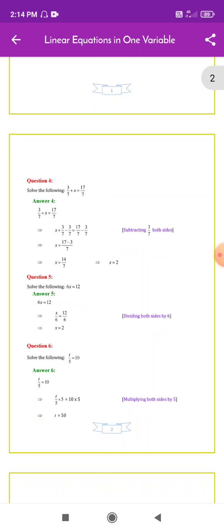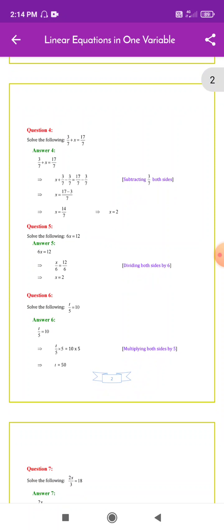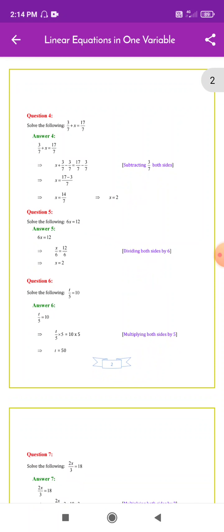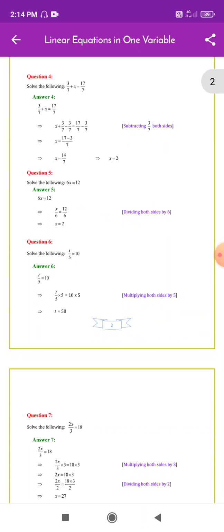In the same way, question number 4 is there. Now see question number 4, it is in fraction form, so how will you do it? 3 upon 7 plus x equals 17 upon 7. If we shift this 3 upon 7 to the other side, it will become minus. So we have to subtract 3 by 7 on both sides. Here it is given 3 upon 7 plus x minus 3 upon 7 equals 17 upon 7 minus 3 upon 7.